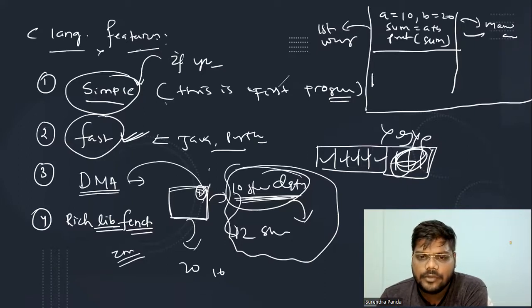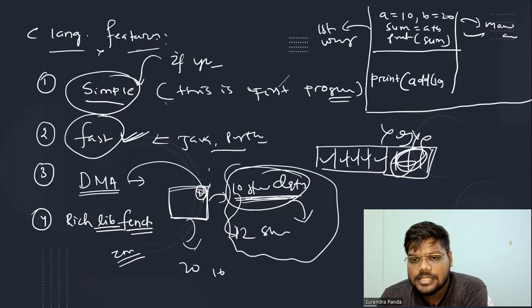If I write print, add, and pass 10 comma 20, what is the meaning of this? Don't worry. If I pass 10 comma 20, it will give me 30. Which one is good, this three-line code or this one? This one is good.